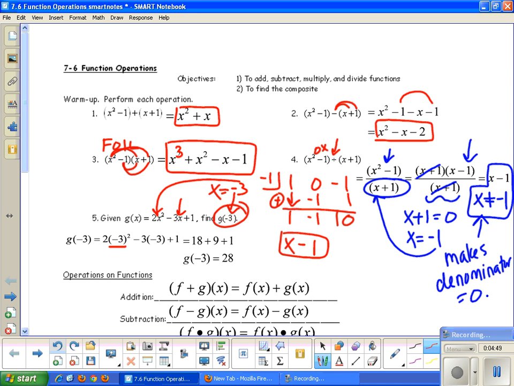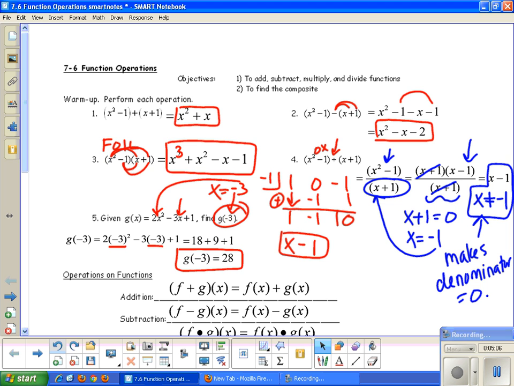Notice that when I plug it in, I put it in parentheses because when you square a negative, it becomes positive. So in this case, when we simplify this, we get 18 plus 9 plus 1. So g of negative 3, when we add that together gives me 28. So that's our function notation.